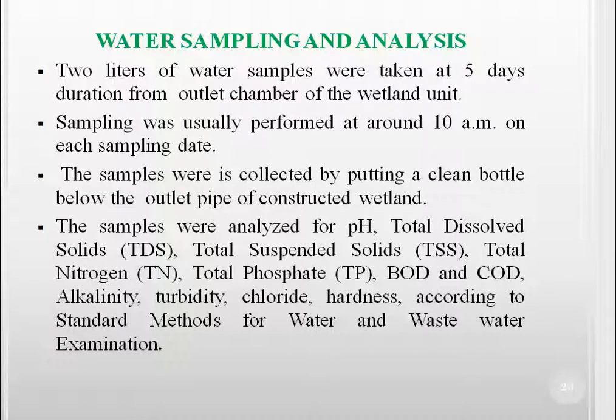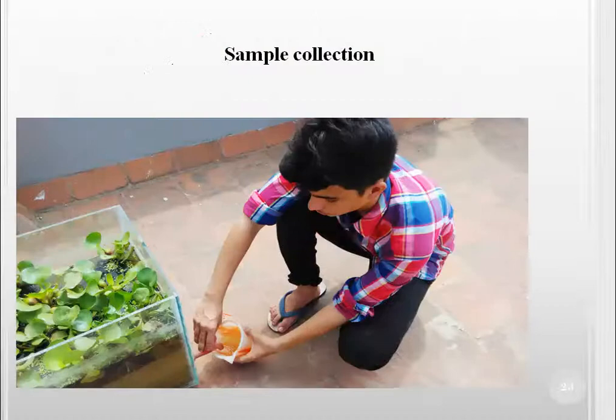Water sampling and analysis. 2 liters of water samples were taken at 5 days duration from the outlet chamber of the wetland unit. Sampling was usually performed at around 10 am on each sampling date. The samples were collected by putting a clean bottle below the outlet pipe of the constructed wetland system. The samples were analyzed for pH, TDS, TSS, total nitrogen, total phosphate, BOD, COD, turbidity, chloride and hardness according to standard methods of water and wastewater examination.